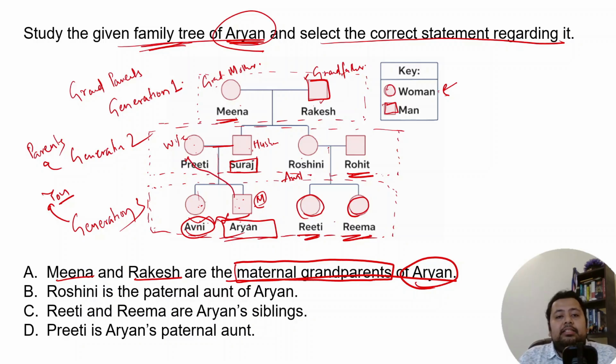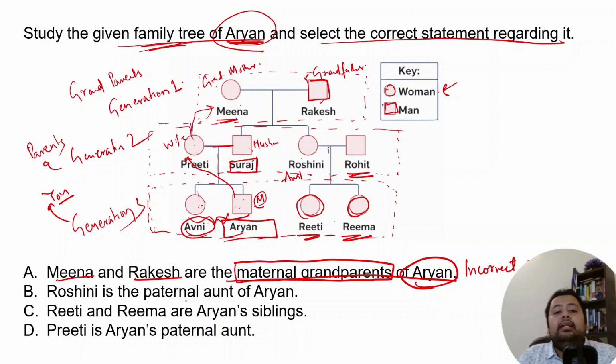So Aryan's mother is Preeti. Are her parents Meena and Rakesh? No, they are her father-in-law and mother-in-law. They're not her mother and father, they're her father-in-law and mother-in-law, and that is why this is incorrect. Right? So this is incorrect. Why? I hope you understood this. It is incorrect because Meena and Rakesh are not parents of Preeti. They are parents of Suraj, and they are the in-laws of Preeti, right? So this is an incorrect statement.